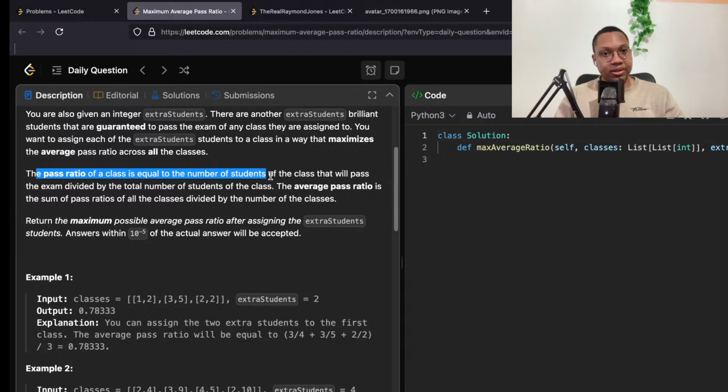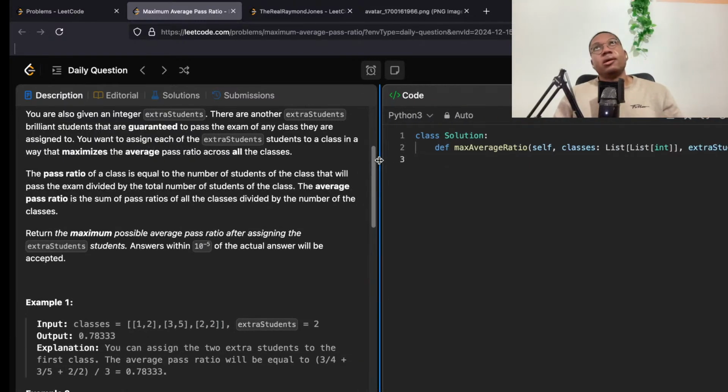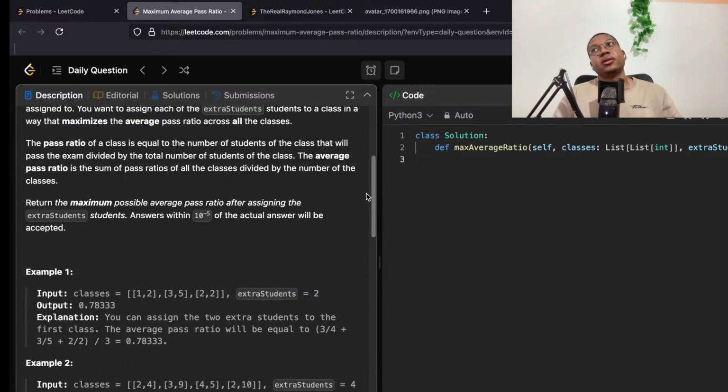Pass ratio is the number of students that will pass. Yeah, the average pass ratio is the sum of all pass ratios divided by the number of classes. So this one is 50%, this one's 3/5, and this one's 100%. So you sum all of those, I guess. Which means that we're inclined to want to boost the smallest ones first, which is why we don't bother touching this. Okay. We're inclined to want to boost the smallest ones. I think that's a big observation for this problem.